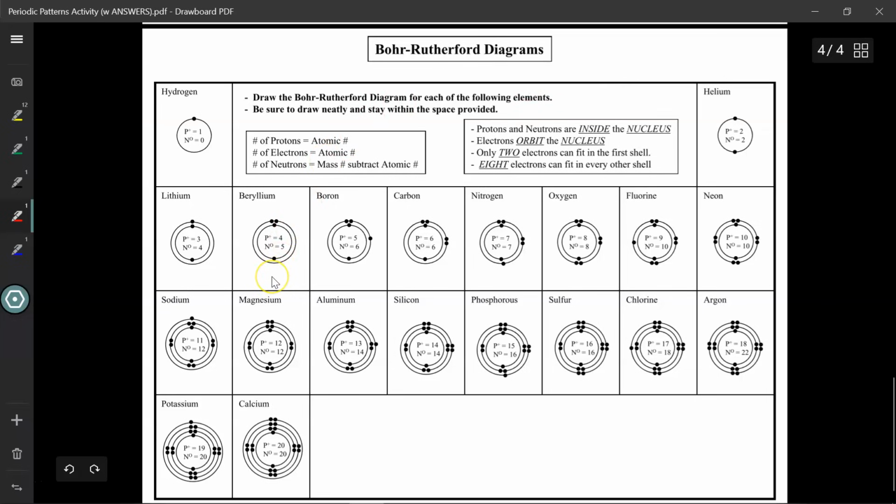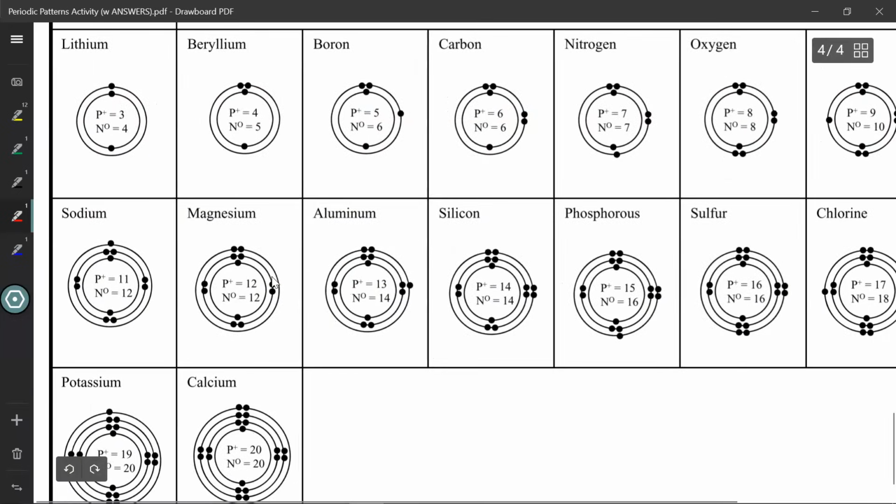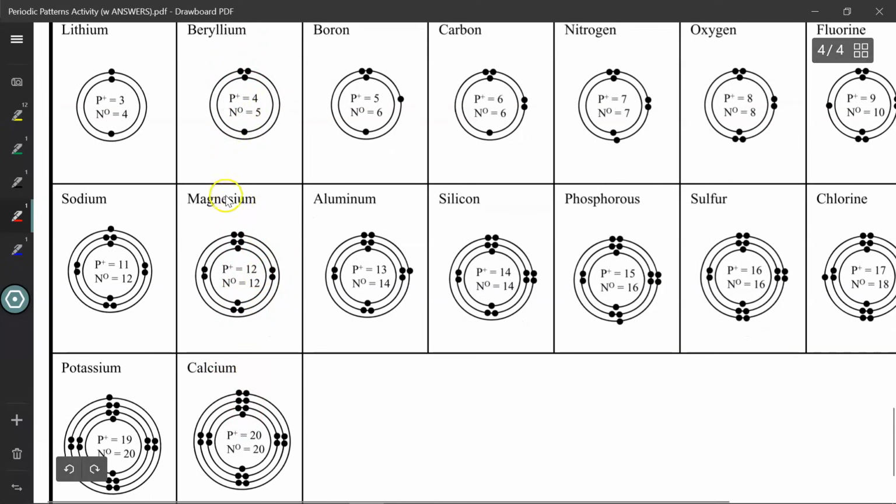Well, if I look carefully at my Bohr-Rutherford diagram, let's take a look at this family over here. What is the one feature that all of these elements, beryllium, magnesium, and calcium, have in common with each other that makes them part of the same family? They all have the same number of valence electrons, so the same number of electrons in the outermost shell. Take a look at it. Beryllium has 2 electrons in the outermost shell. Magnesium also has only 2 electrons in the outermost shell, and same with calcium.